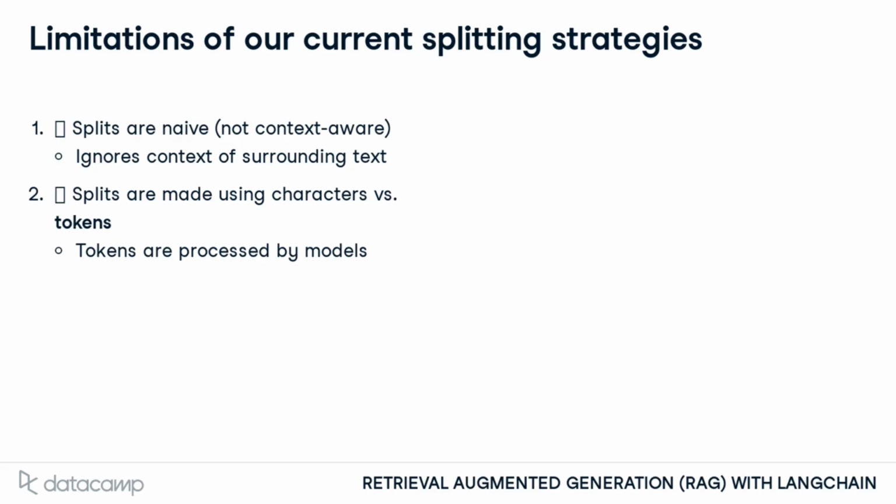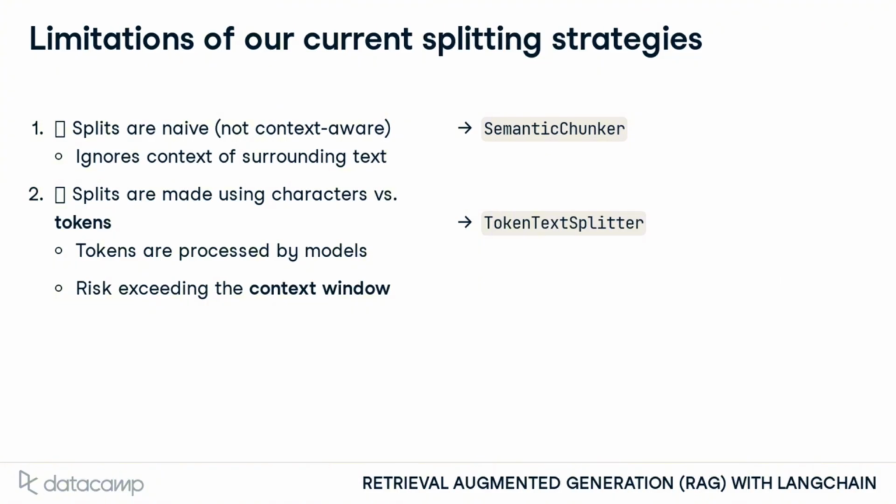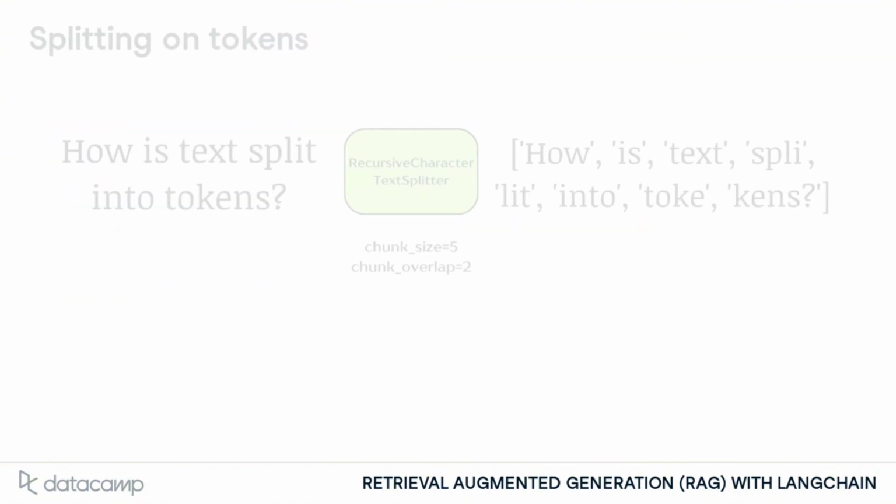If we split documents using characters rather than tokens, we risk retrieving chunks and creating a retrieval prompt that exceeds the maximum amount of text the model can process at once, also called the model context window. We'll introduce methods to make our splitter more aware of the document's context and enable splitting with tokens.